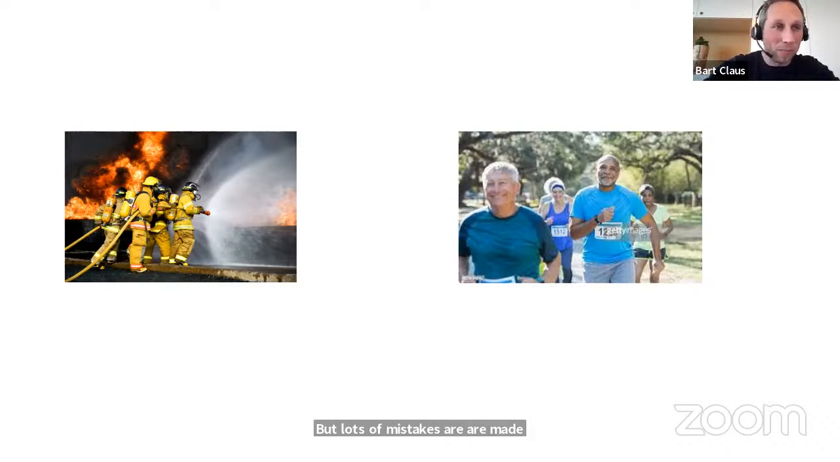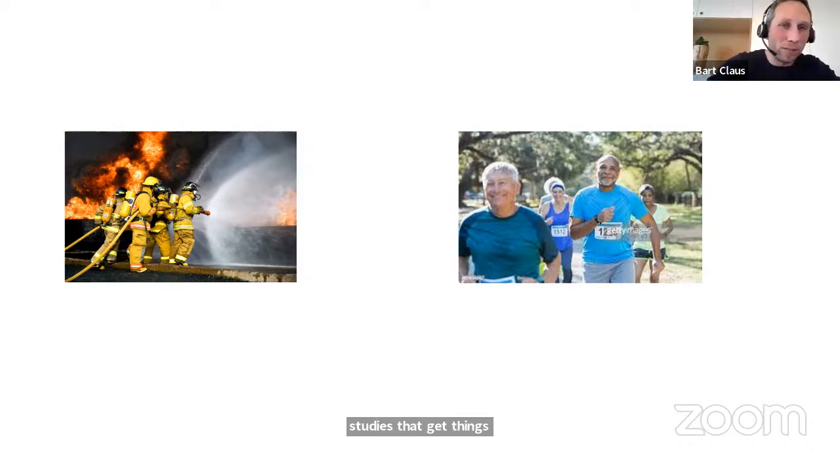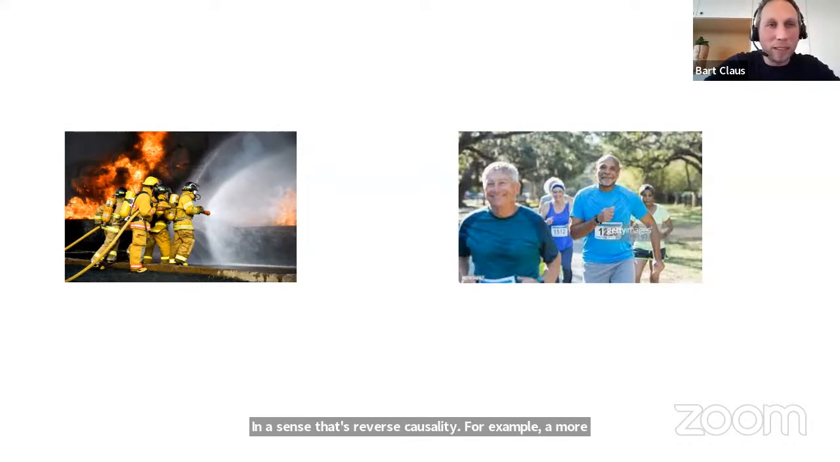And there are even highly published and highly cited studies that get things wrong in a sense, that reverse causality, for example. A more subtle example might be if I ask you the question, do you believe that older people, if they move more, are in better health? And I assume that most people would confirm that, right? And there are also plenty of studies that show that. And yet we need to be careful with that interpretation, right?